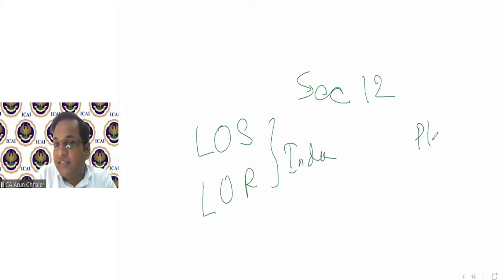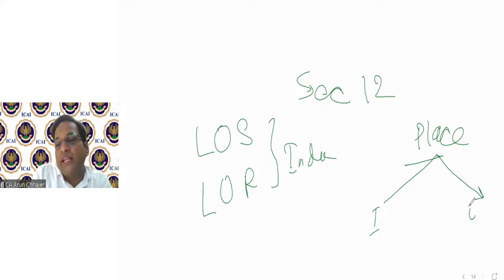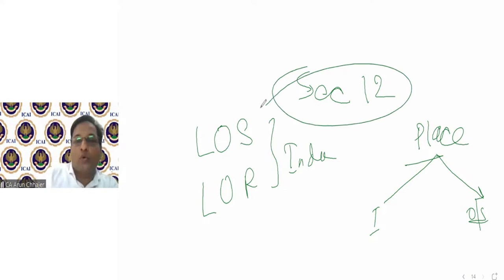The place where the services have actually been given can be India or outside India. Doesn't matter, because selection of section 12 or section 13 depends upon the recipient and supplier's location. If both are in India, we will apply section 12. Sometimes services are taken in India, sometimes outside India, but if the supplier and recipient are Indian parties, we will always use section 12 to determine the POS.